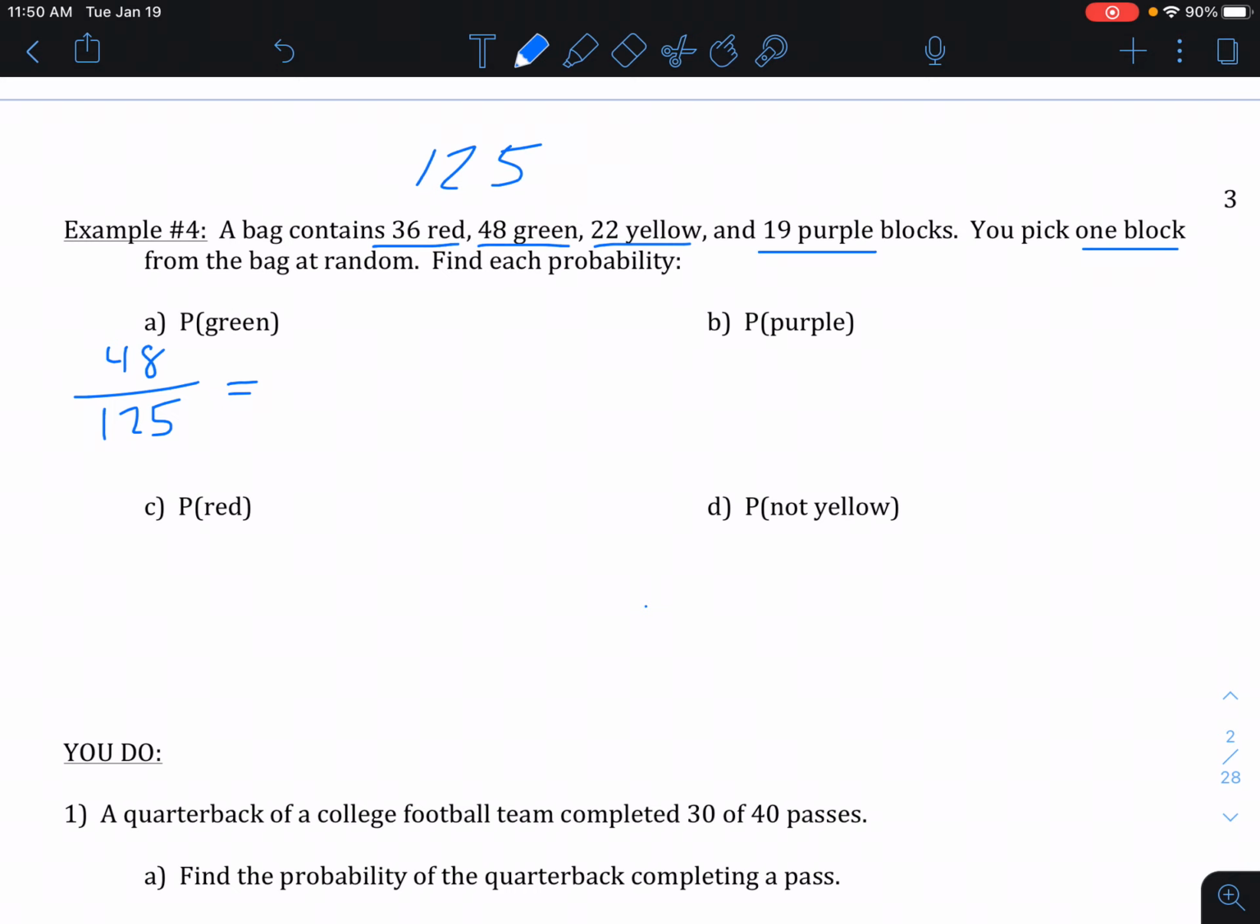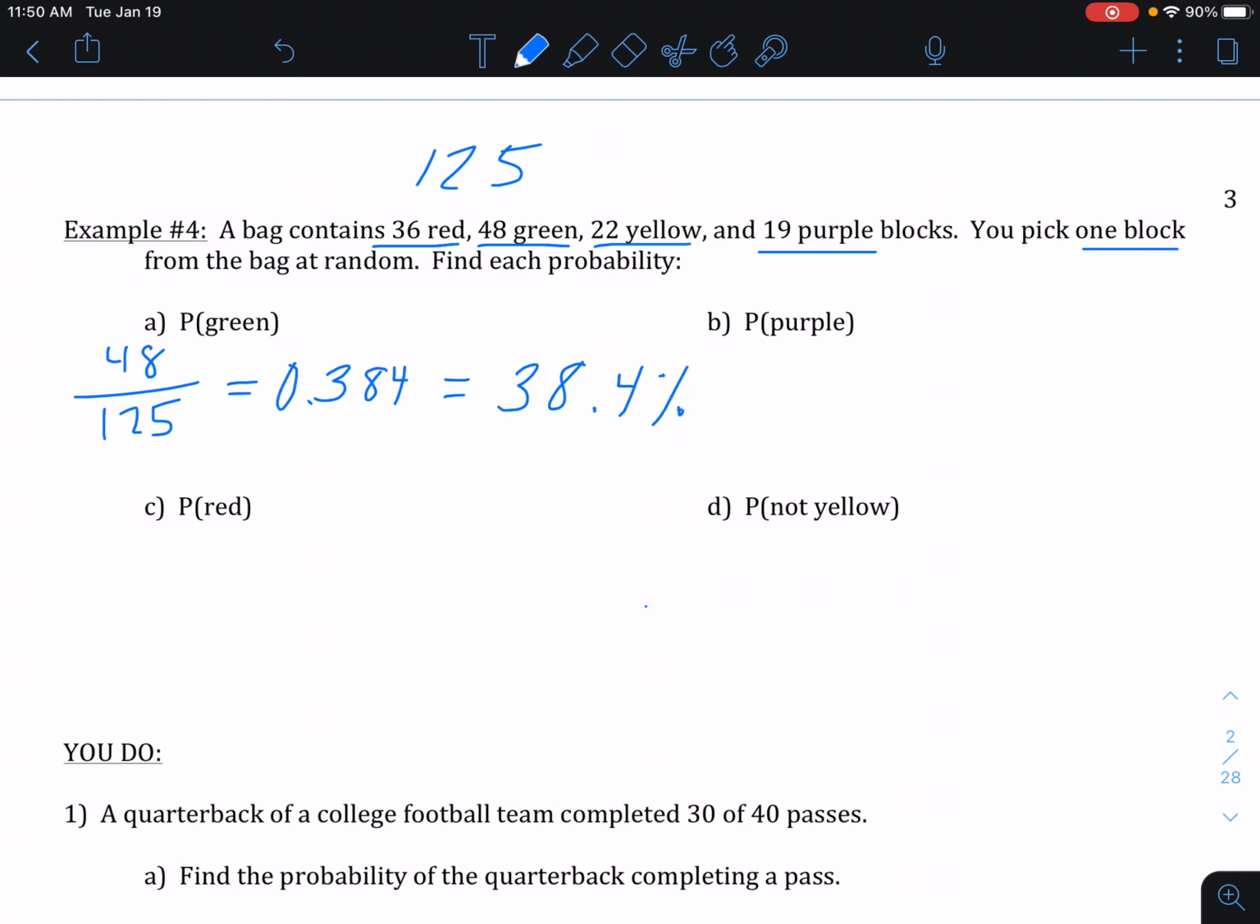Now, I do like percents, so what I do is I go to the calculator and I go 48 divided by 125, and that's going to give me 0.384. Then I convert it to a percent. I move the decimal to the right 2 times, so 38.4%.